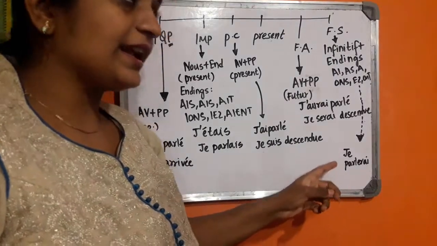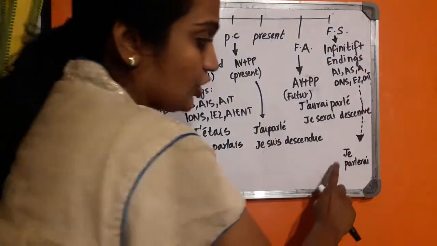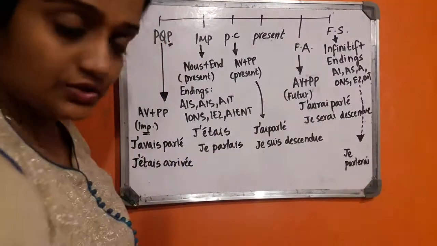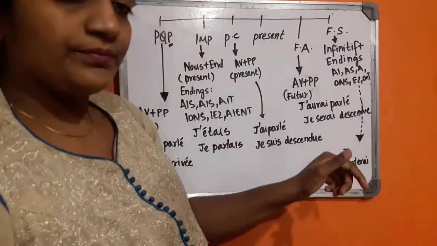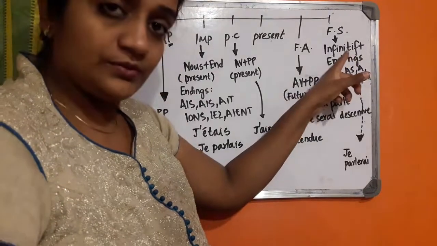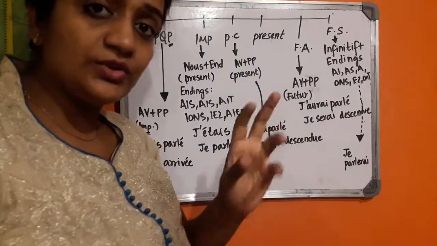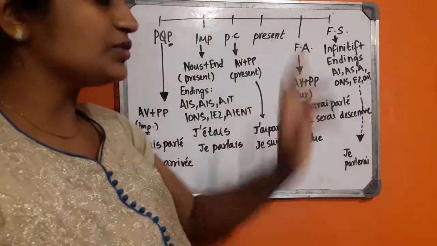Je parlerai, I will speak. So I'm using the whole verb infinitive. Je finirai, I will finish. Okay, and I'm adding the ending. So you take the whole verb, which is the infinitive or the natural form of the verb, and then you add these endings and you get the conjugation of futur simple, right?